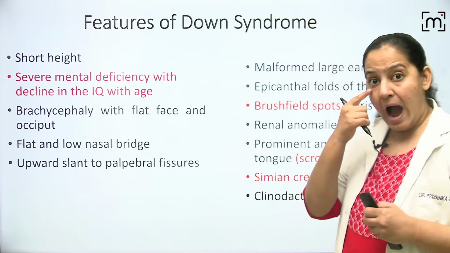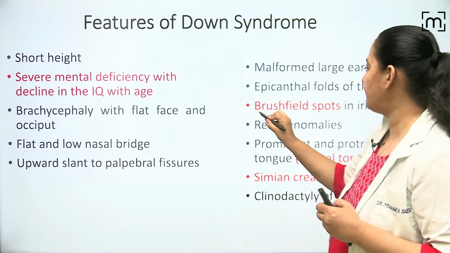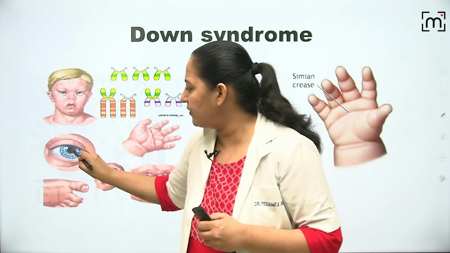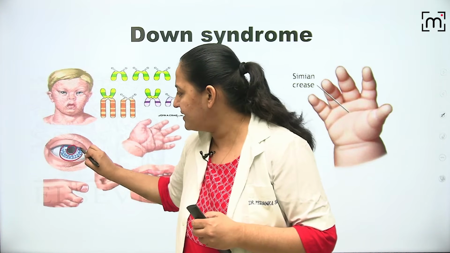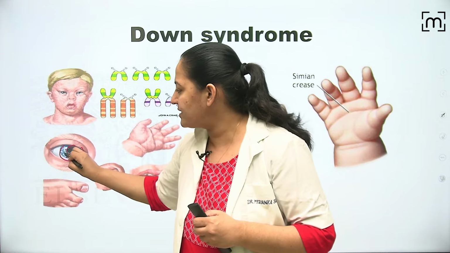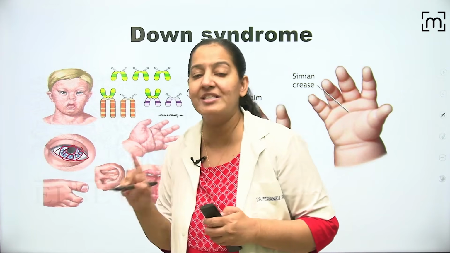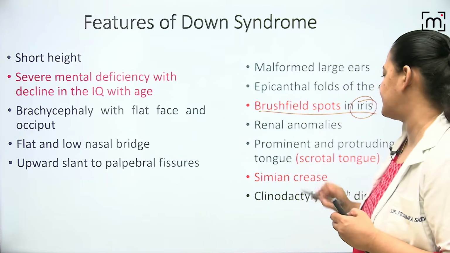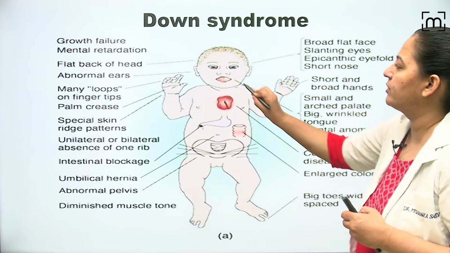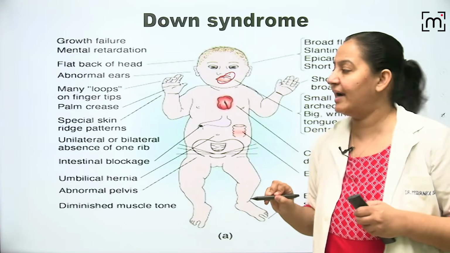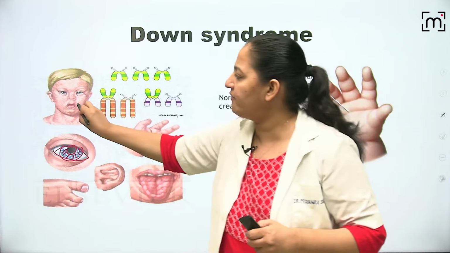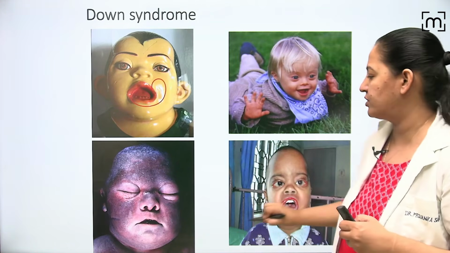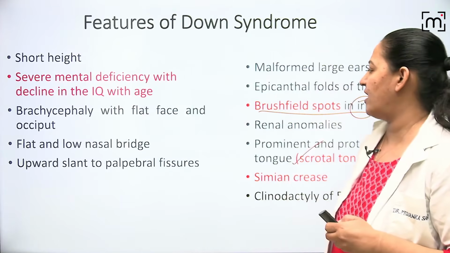Here in the eye, the child will have Brushfield spots in the iris of the eye. Let me show. Can you see the iris of the eye? See the spots in the iris of the eye. These are known as Brushfield spots. Very, very important. The tongue is protruded out. Can you see the tongue is always out? The child is always like this. The tongue is mostly out. So protruded tongue is there.